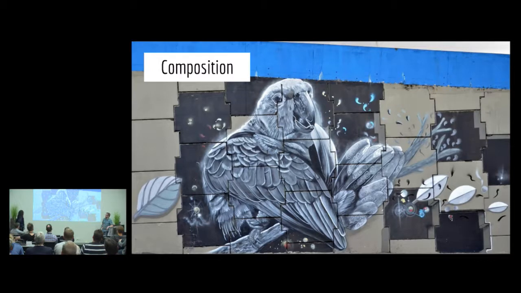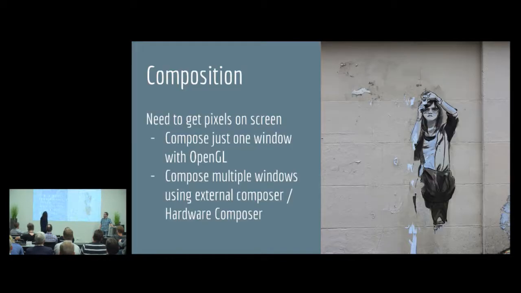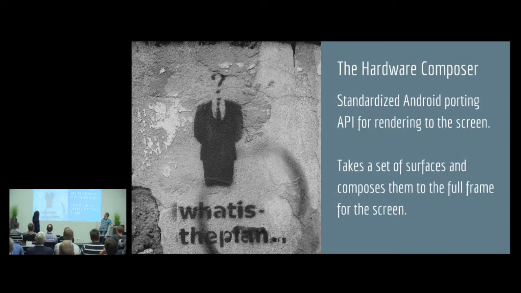Okay. So then we're going to talk about composition. And like I said before, composition is just an example of hardware integration where you need to talk to a bionic library. So basically, you need to get your pixels on screen somehow. You have just one full screen window, or you have multiple windows that you have to compose into one window. But basically, you will have to have some way of doing your composition to screen. So then you have to deal with the hardware composer, either directly or indirectly.